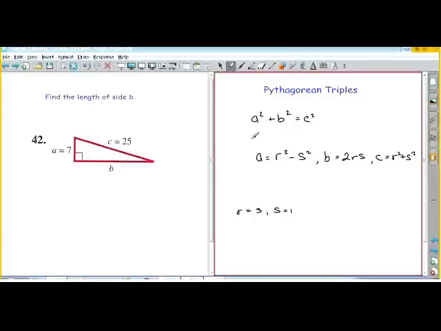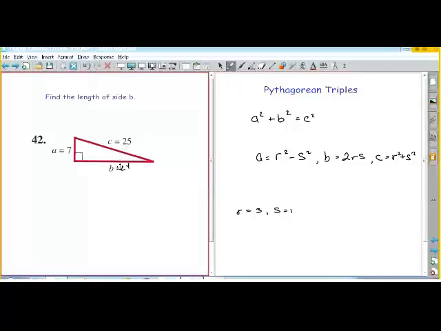Okay. So I already did one, so we're going to skip over that. The book gives a good example. If you solve for the unknown side here, it's 24. When you have whole numbers, positive integers, then they're called Pythagorean triples.